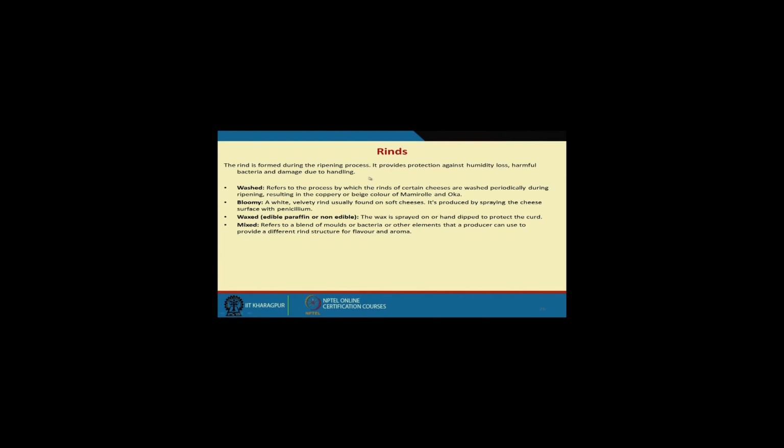This is a different type of cheese. Rind is a solidification of the surface. I told you it provides protection against humidity loss, harmful bacteria, and damage due to handling. So these are the different purposes for which the rind operation is carried out.